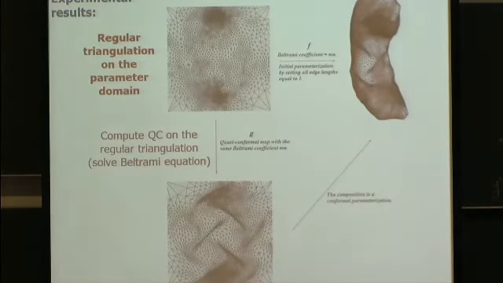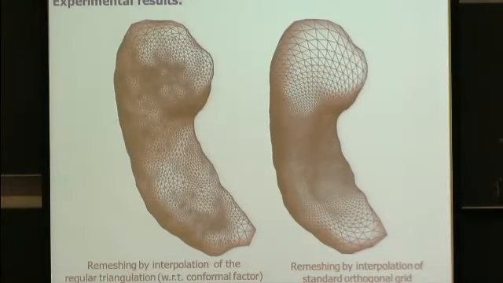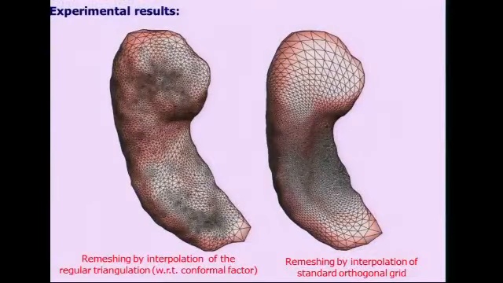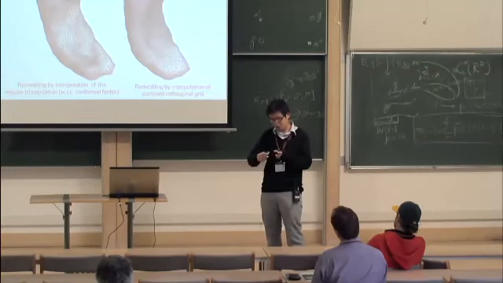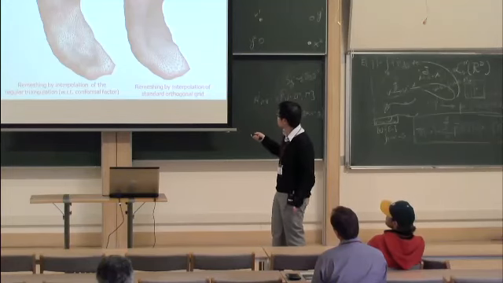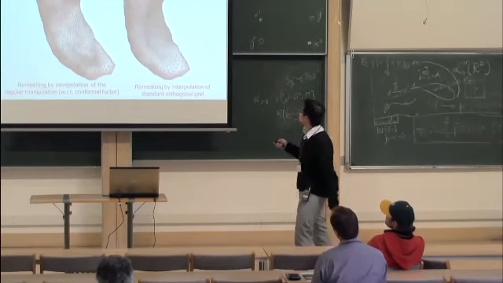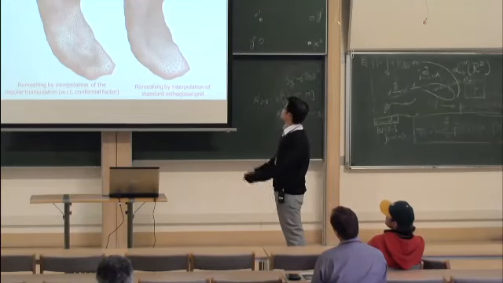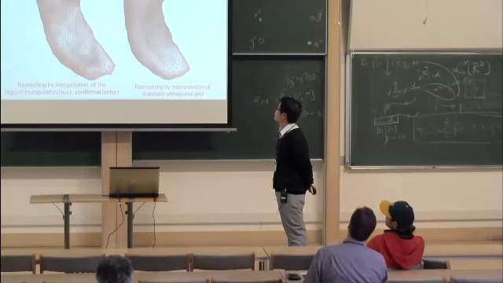With this conformal domain, we can draw some regular grid structure, and then interpolate it back to the surface. Here, for example, is the remeshing result by interpolation of a standard orthogonal grid. And if you want to preserve more geometry, then on the conformal domain, you can put some regular triangulation according to the conformal factors. Then you can preserve more geometry. So this is another application of QC geometry.